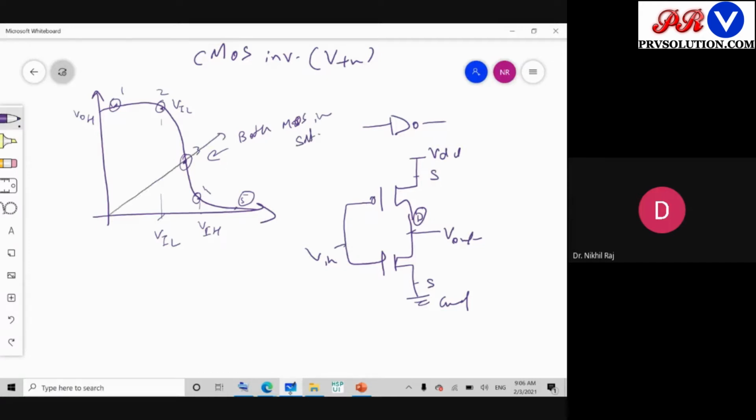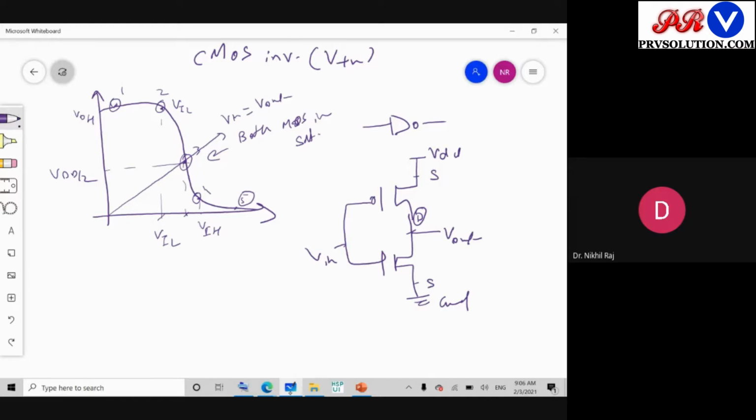And if we draw the line here, Vin will be equal to Vout. And if this is an ideal inverter, what should this cross point be? This cross point should be equal to half the supply. Ideal inverter means half of the supply will go to logic 1 and the other half will go to logic 0. Okay, so here both the MOSFETs are on.